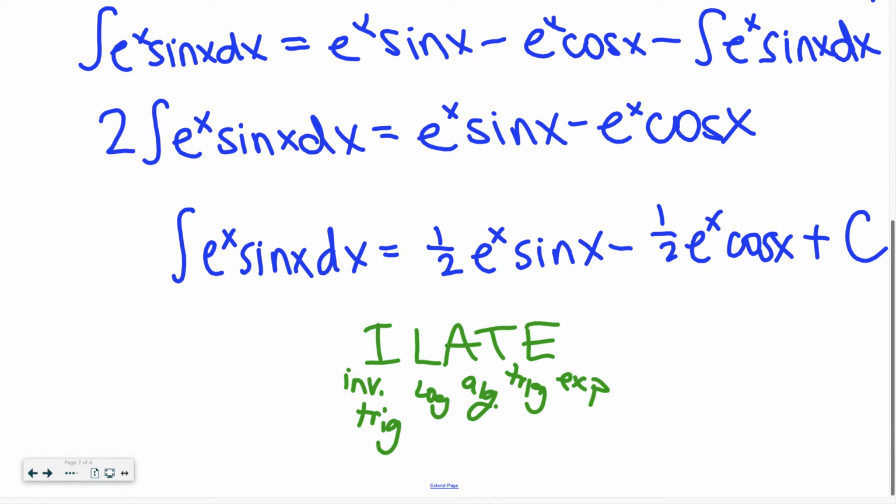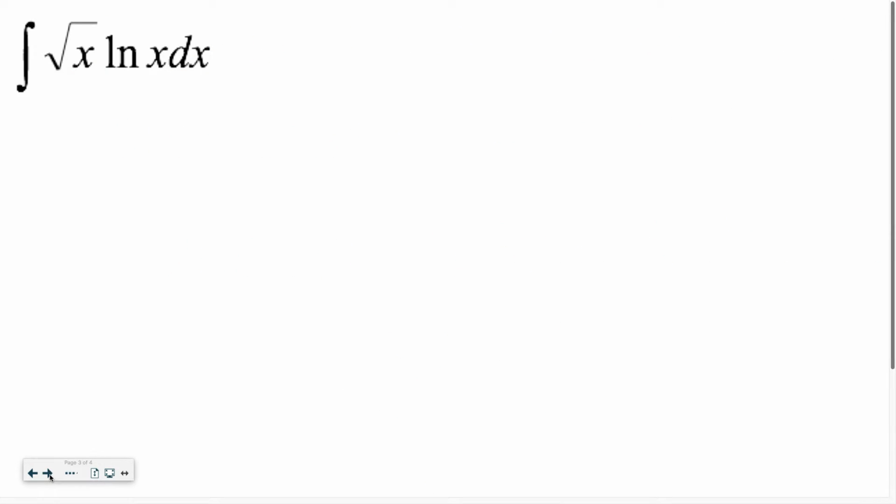All right, two more problems I want to go through. What I'd like you to do is write down this problem and choose a u and dv, but then stop there. Okay. Write it down, choose what you think u and dv should be.